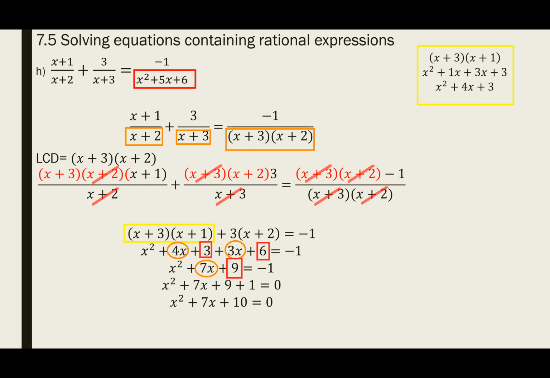Are there two numbers that multiply to give me 10 but add together to give me 7? x plus 5, x plus 2. And again, we need to say x plus 5 equals 0, and x plus 2 equals 0. Therefore, you have x equals negative 5 and x equals negative 2.